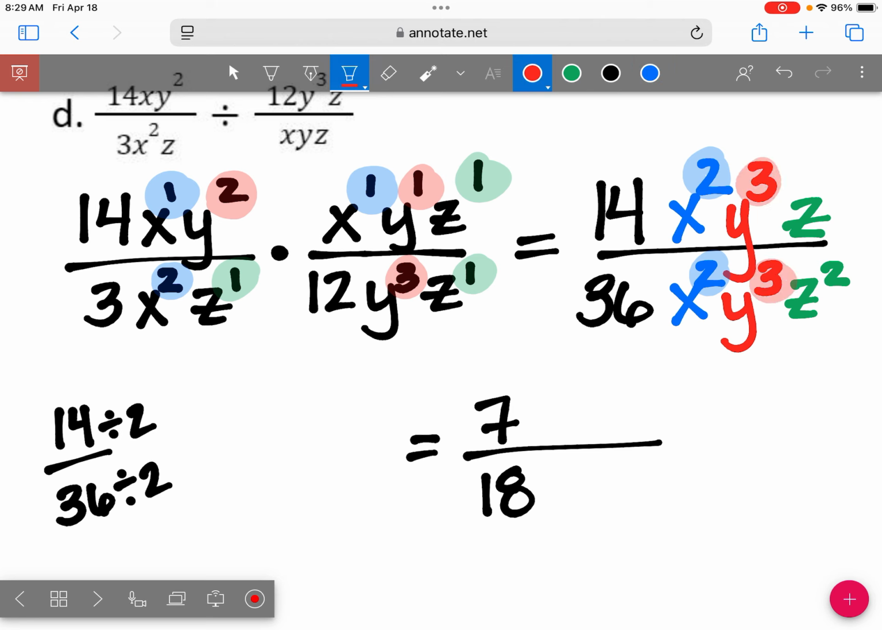3 upstairs, 3 downstairs. 3 minus 3 is 0, so we have no y's. And then lastly, we look at our zebras. There was 1 upstairs and 2 downstairs. So 2 minus 1 is 1.